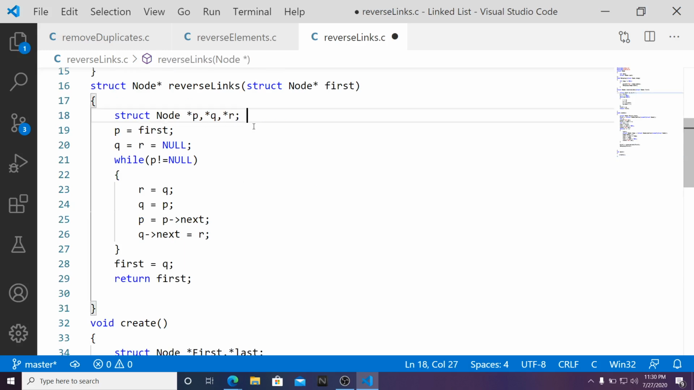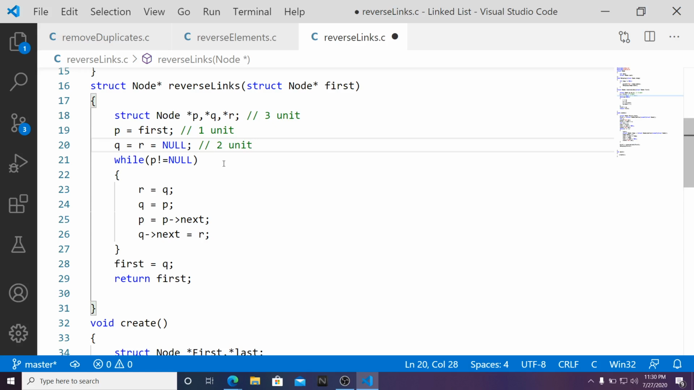So taking 3 pointers, we will be taking 3 unit time. Then this will be taking 1 unit time. Q equal to R equal to null, we will take 2 units because we are assigning null to two variables. So it will be taking 2 unit time.